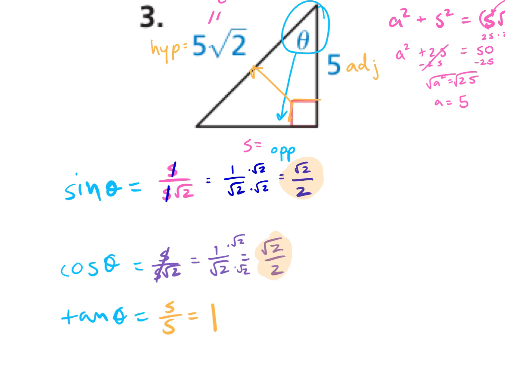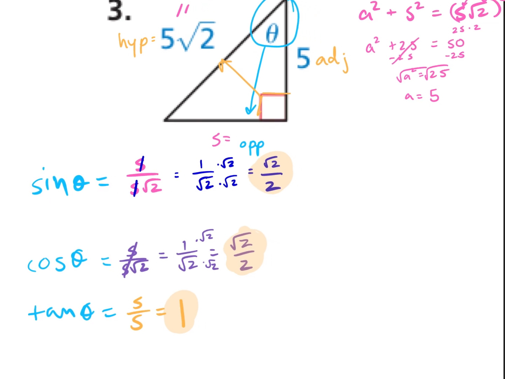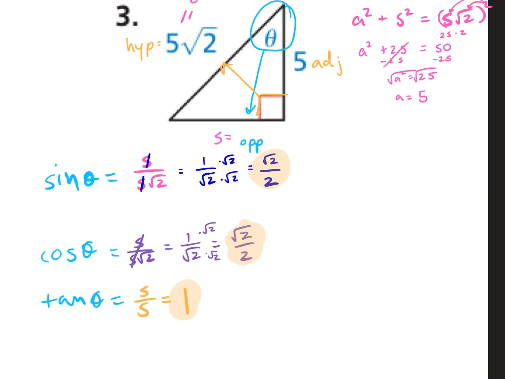So here are 3 main trig functions. Let's find our reciprocal ones. So sine goes with which trig function? CSC. So cosecant theta. Cosecant theta is what over what? Hypotenuse over opposite. So it'd be 5 square root 2 over 5. Can we simplify this? How does it simplify? Square root 2.